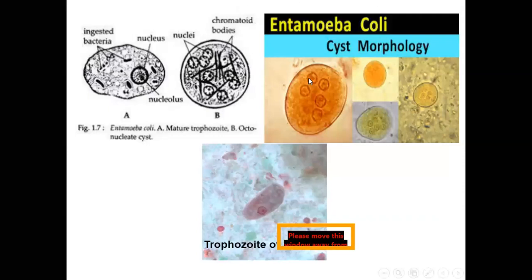In Entamoeba coli, you can see that the nuclei are many in the cyst. We call them octonucleated. Octo means 8, like we say tetra, hexa. Octo, it means 8. And the chromatoid bodies are splinter. You can see them. Splinter, like fragments, lines. The trophozoite contains ingested bacteria, no RBC ingested. This is the nucleus, the karyosome peripheral, the chromatin thick and irregular around the nucleus.